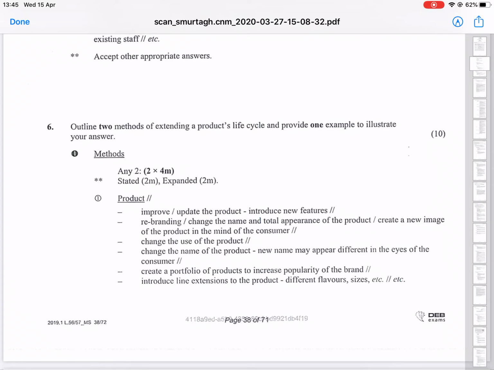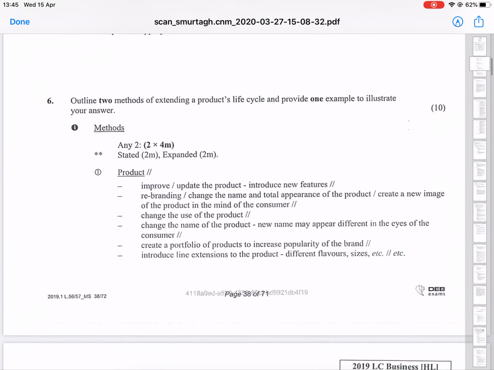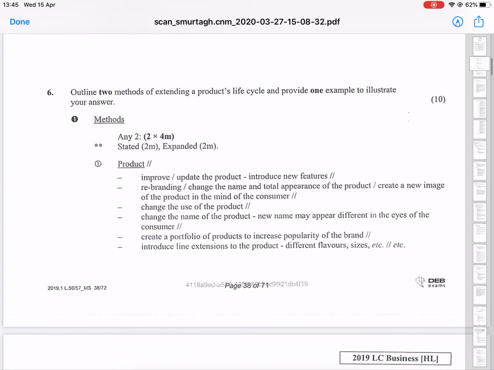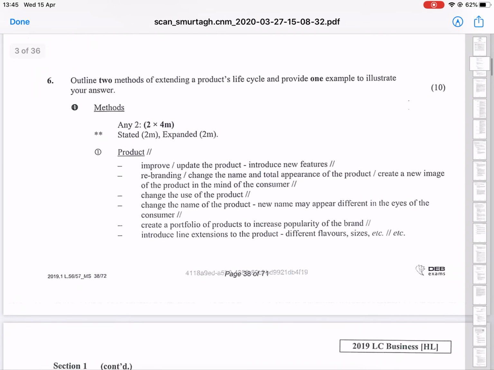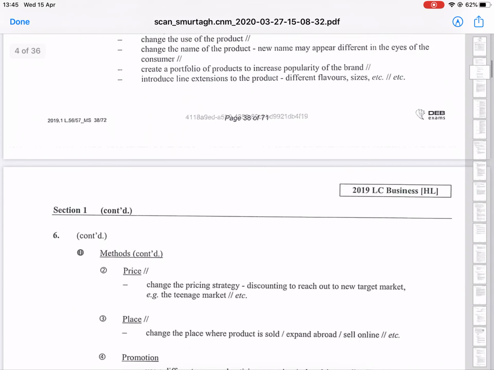So improving, updating products. You can change the design. We mentioned in class about cars bringing in Bluetooth facilities recently enough in the models of the cars. There's lots and lots of different ones really. You can see them there. You only needed two for your statement, and you had your explanations then as well, and then your example will be at the end. We had price strategies as well.